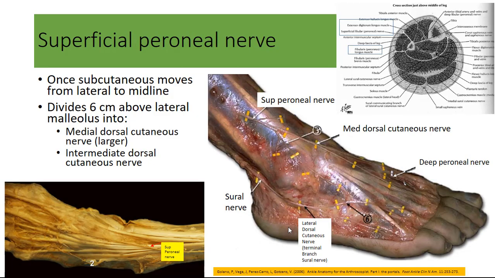So the superficial peroneal nerve, you can see it's piercing the fascia here, and then it will divide into a medial dorsal cutaneous nerve and an intermediate dorsal cutaneous nerve, and then it runs over the foot. Remember, I showed you we could see the surface anatomy of this nerve before because it's very subcutaneous, particularly in people that don't have much subcutaneous fat.